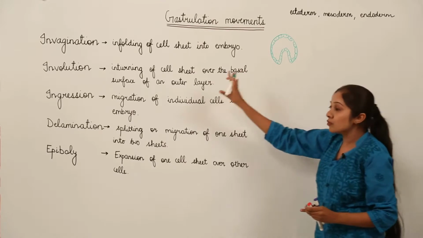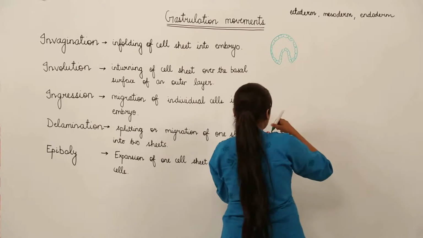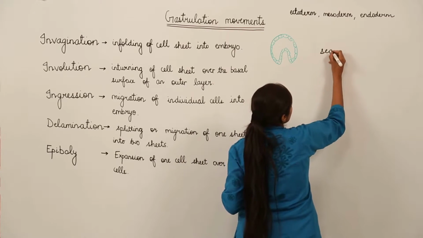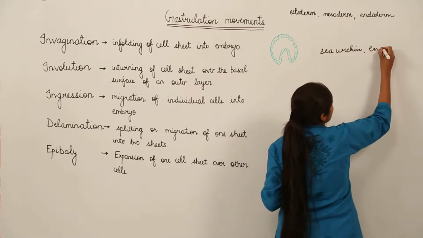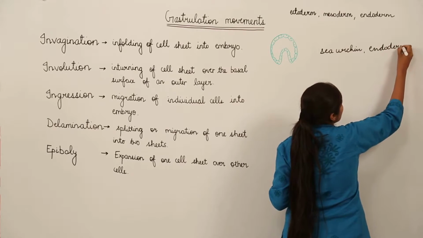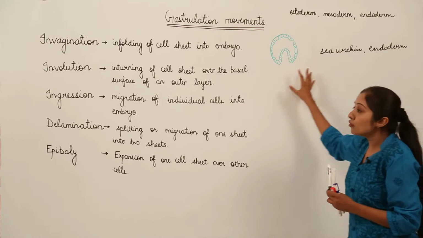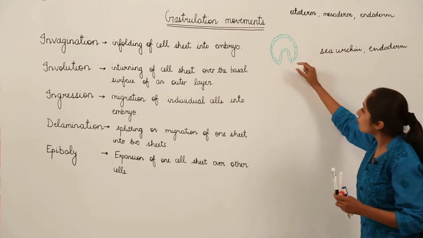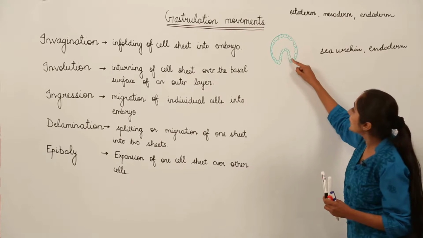This type of gastrulation movement is seen in case of, let's write an example for this also, sea urchins during the formation of their endoderm. So when the endodermal germ layer is formed in sea urchins, the movement of cells is this sort of invagination, in which the enfolding of cell sheet is into the embryo. So this is how the cells are going to enfold.